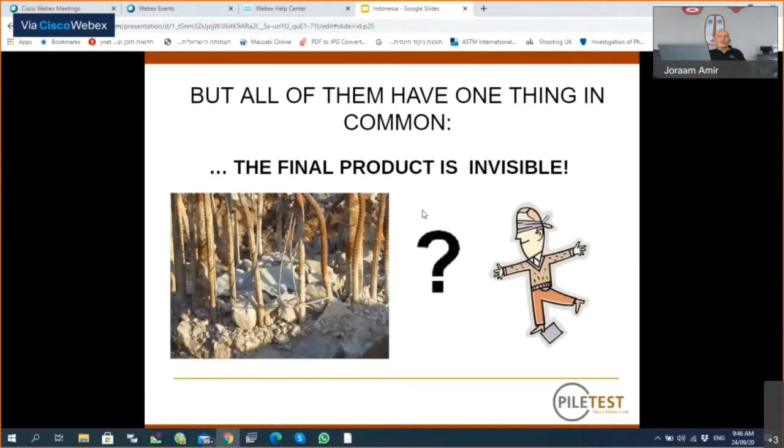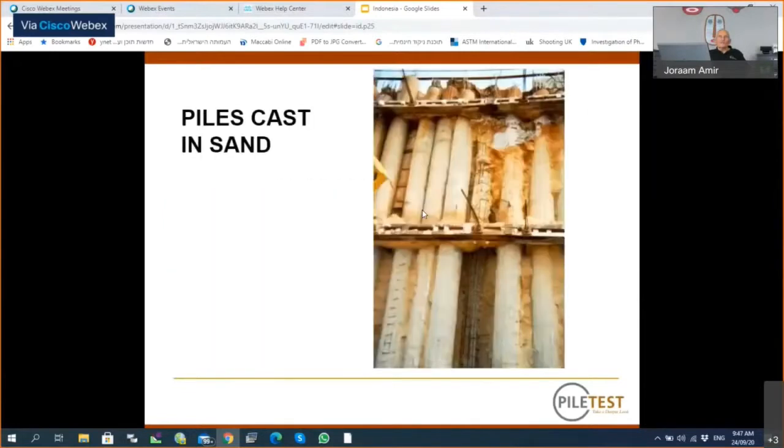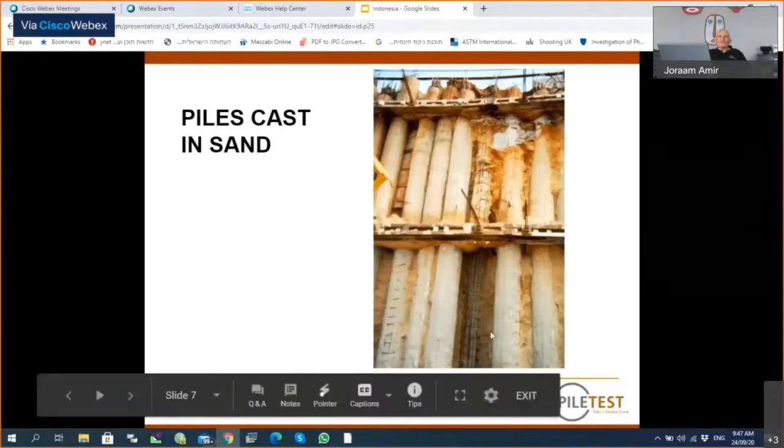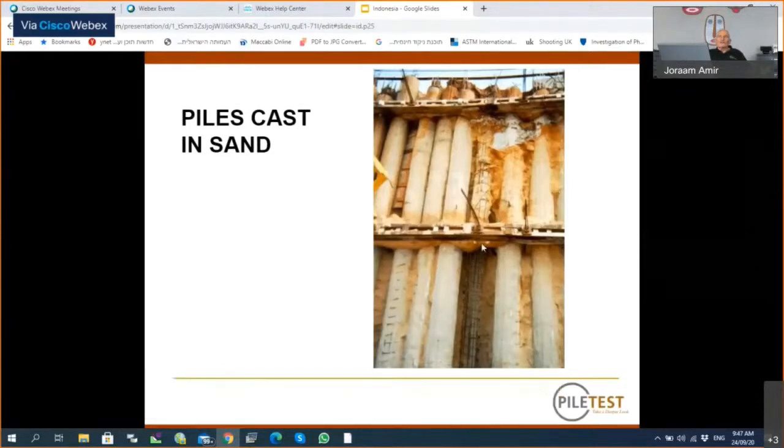In normal situations, this is what we see above ground, and this may be 1 or 2% of the whole volume of the pile, the rest of which is buried in the ground. And we have a question: what do we have below ground? Here is an example of some piles that were exposed during excavation. And you can see that the quality of these piles is not very good.